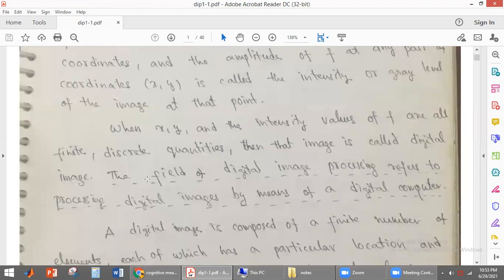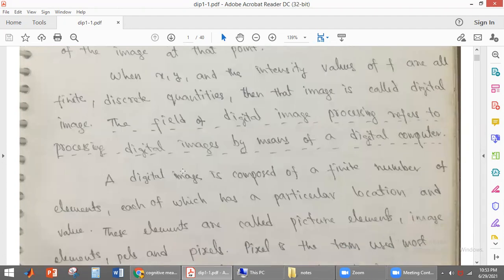The field of digital image processing refers to the processing of digital images by means of a digital computer. So what is digital image processing? Digital image processing is nothing but processing the digital image by means of a digital computer.